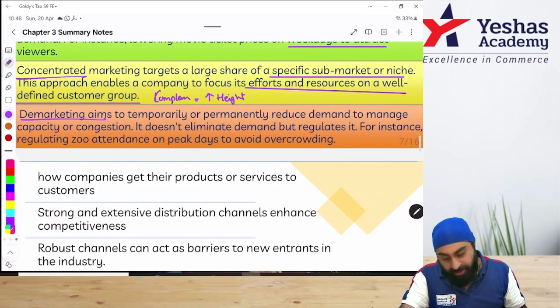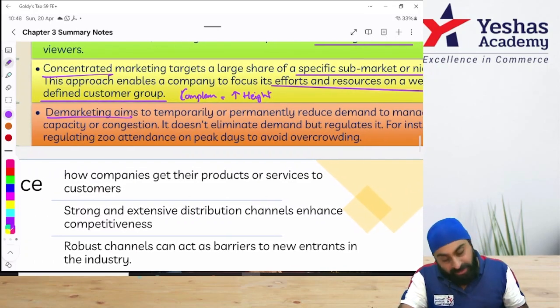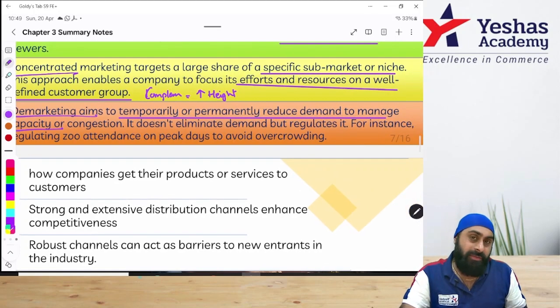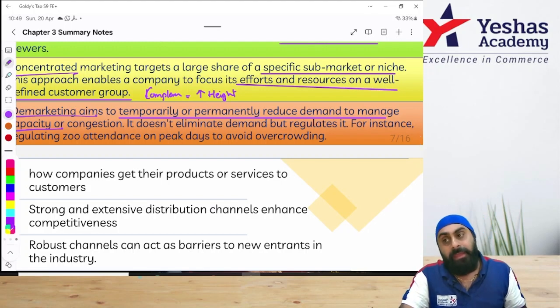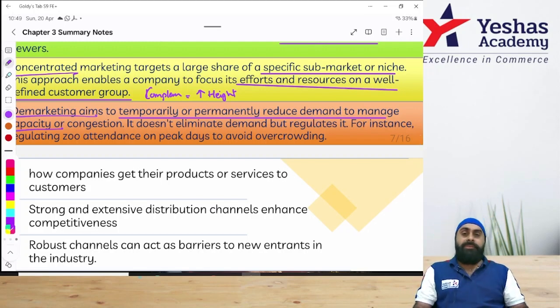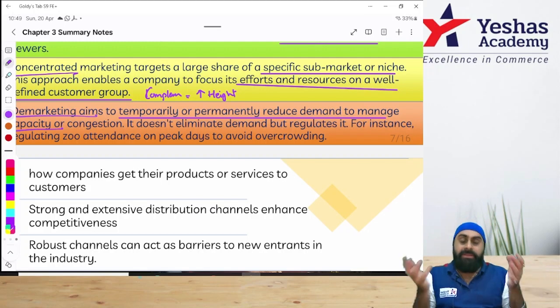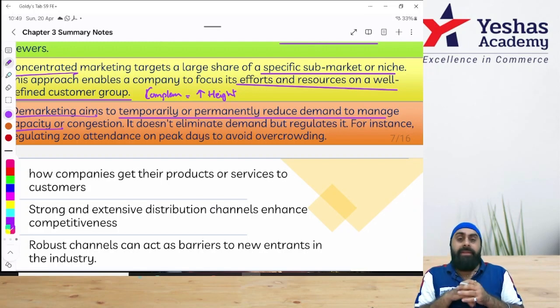Demarketing: temporarily or permanently reduce demand to manage capacity or congestion. If you come to Mumbai, you will understand one very interesting thing. In Mumbai, Water Kingdom is expensive. Imagica is not that expensive. Imagica is an amusement park, Water Kingdom is a water park. People don't want to go to the amusement park. That is the biggest problem. And at Water Kingdom, a lot of people are going. So what they do is they charge a higher price for Water Kingdom and a lower price for the amusement park, so that a lot of people shift to the amusement park, but still it's not happening.